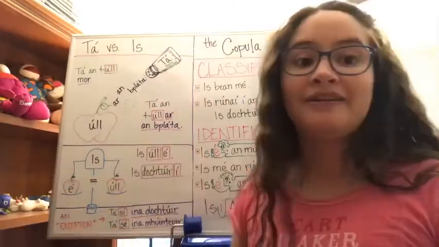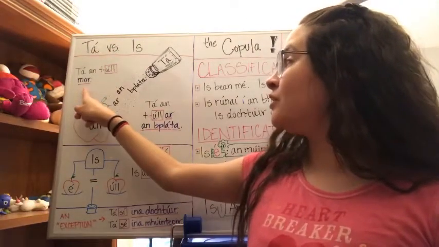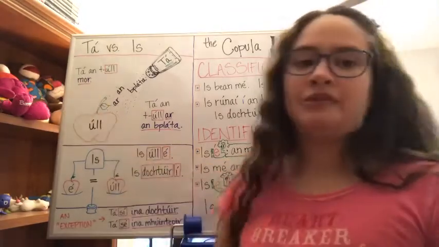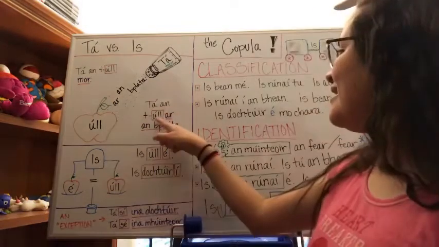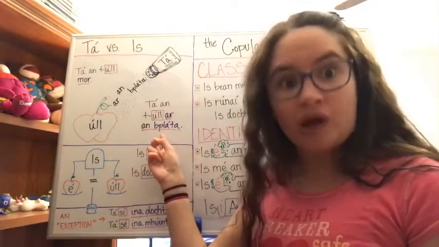Let's look at tá. I have an apple. I have big. Well, that ain't right. I have an apple. I have on the plate. Why would I say that?